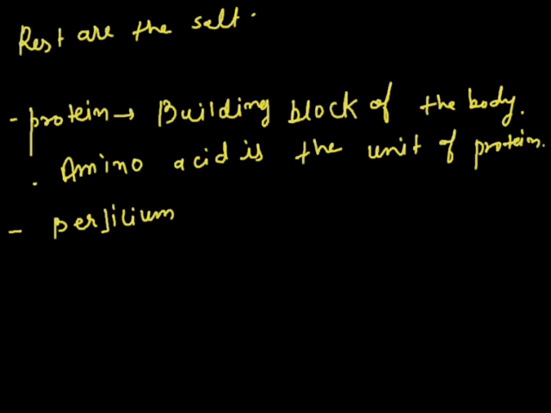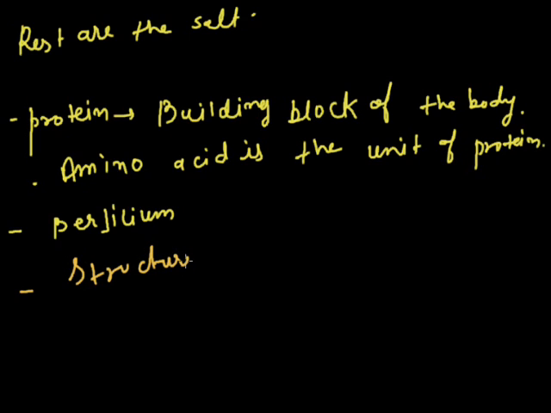If I would like to discuss the structure of protein, I would like to have the structure of amino acid. So first we all discuss the structure of amino acid. Then later on we will discuss the chain of amino acid. This chain of amino acid will finally be known as the protein. So let's discuss the structure of amino acid.